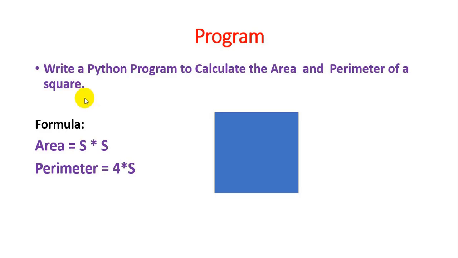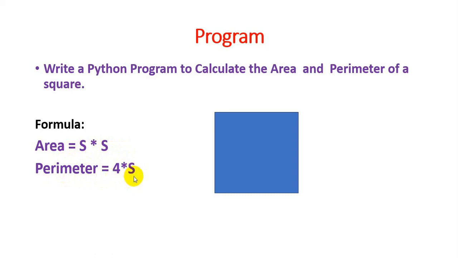Hello friends, we are going to write a Python program to calculate the area and perimeter of a square. Formula: the square has four sides, each mentioned as S. The formula to calculate area is S into S, that means side into side, that is side squared. The perimeter formula is 4 into S, 4 into side.